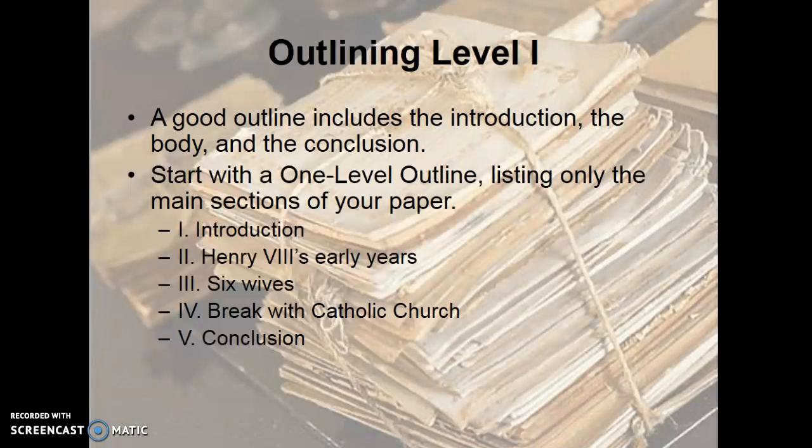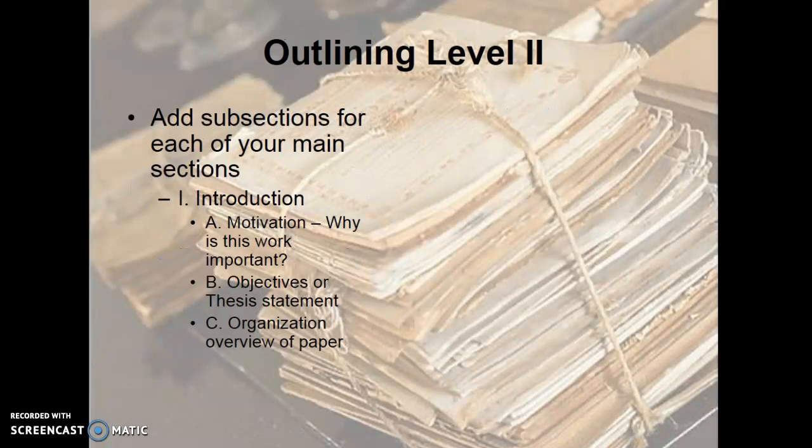So in this one we have an introduction, Henry VIII's early years, his 6 wives, a break with the Catholic Church, and a conclusion. Very similar to what we saw in the first, that insufficient outline. But what we're going to do is we're going to start filling this out. We're going to add subsections for each of our main sections. So the first one, an introduction, and these 3 subsections should probably be included on almost every paper you write.